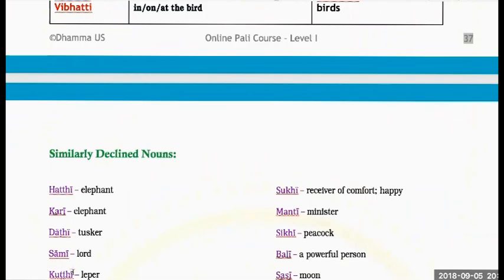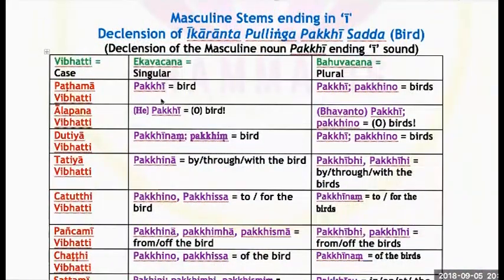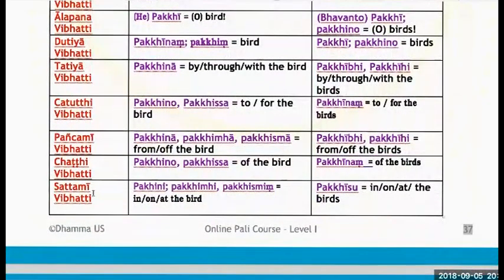Sami, sami, samino. He sami, bhavanto sami, samino. Saminang, saming, sami, samino. Samina, samibhi, samihi, samino, samis, saminang. Samina, samimha, samisma, samibhi, samihi, samino, samis, saminang, samini, samimhi, samismin, samisu.